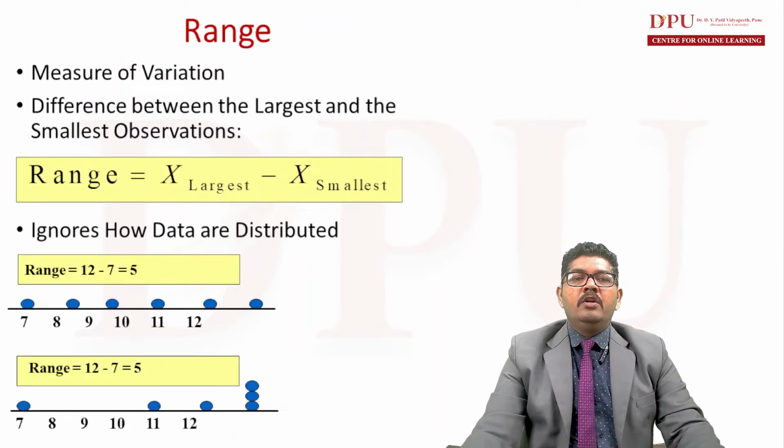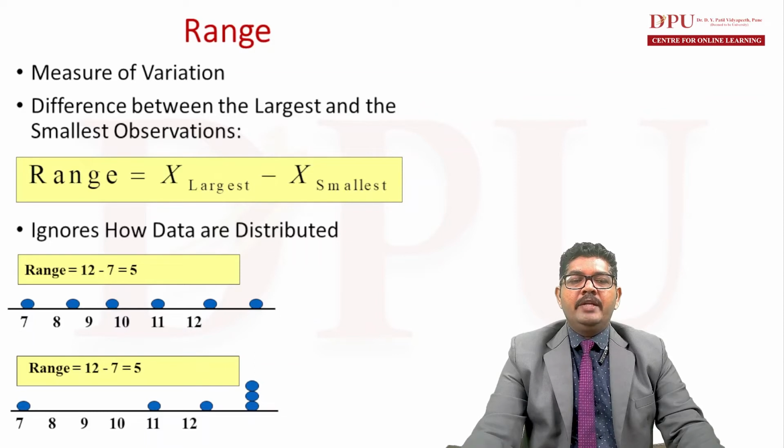Range. So range is a basic and very simple measure of dispersion. It measures the variation in the data, and it is simply calculated by subtracting the smallest observation from the largest observation. So range is equal to largest observation minus smallest observation. Range ignores how the data are distributed.